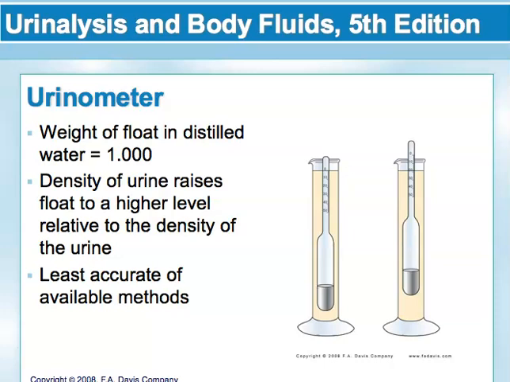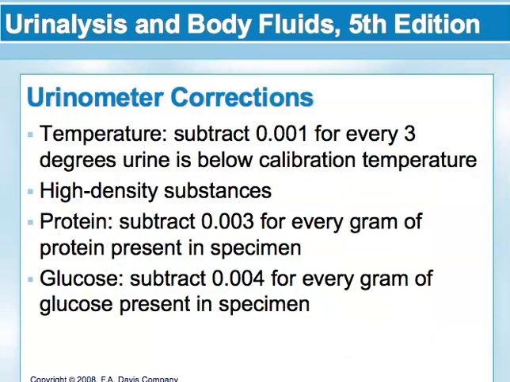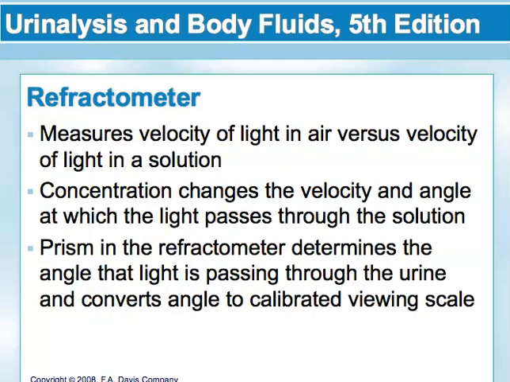This method is less accurate than other methods currently available, and it's more time consuming and cumbersome, so it's not really recommended. Corrections have to be made for temperature and high density substances in this method also. You would have to subtract 0.001 for every 3 degrees the urine is below the calibration temperature, add 0.003 for every gram of protein present in the specimen, and add 0.004 for every gram of glucose present in the specimen. Again, it's just not a very user-friendly method.